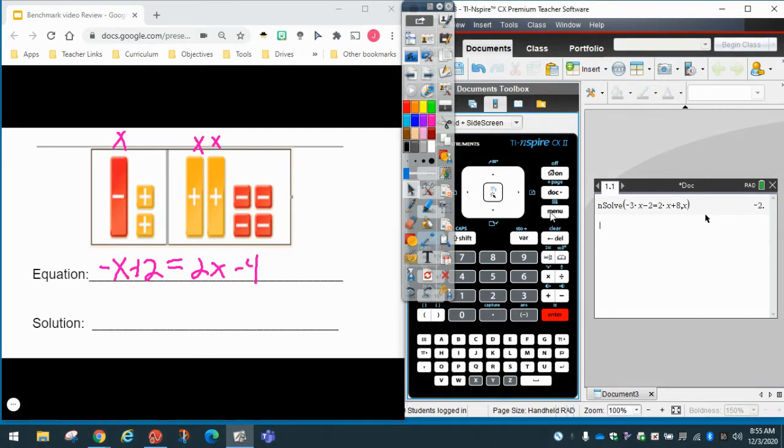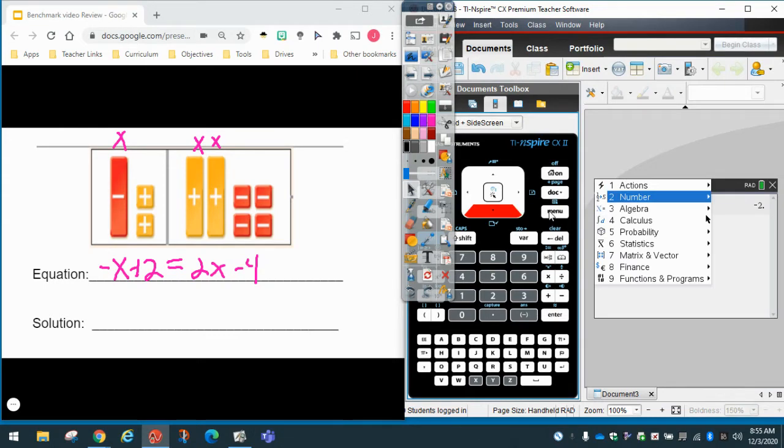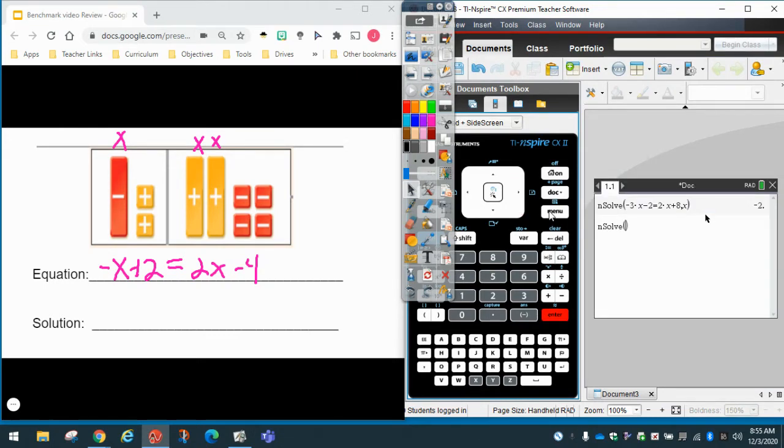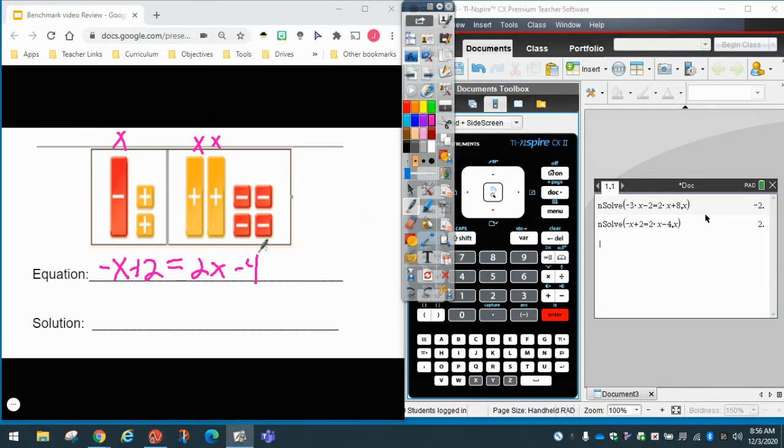So again, we go to our calculator, menu, algebra, numerical solve, and we're going to put negative x plus 2 equals 2x minus 4, comma, x. Always put comma and then your variable that you're using. So x is equal to.